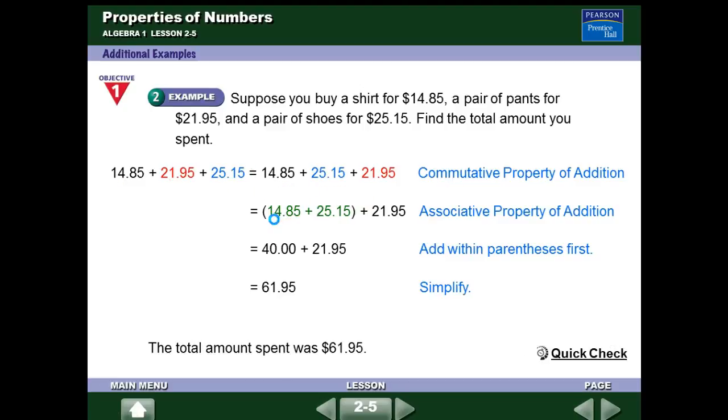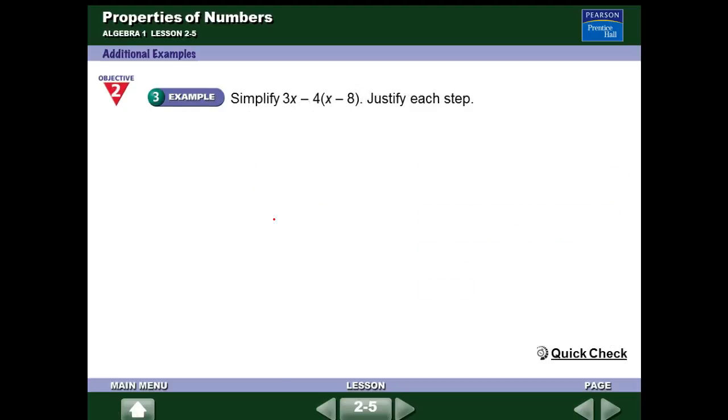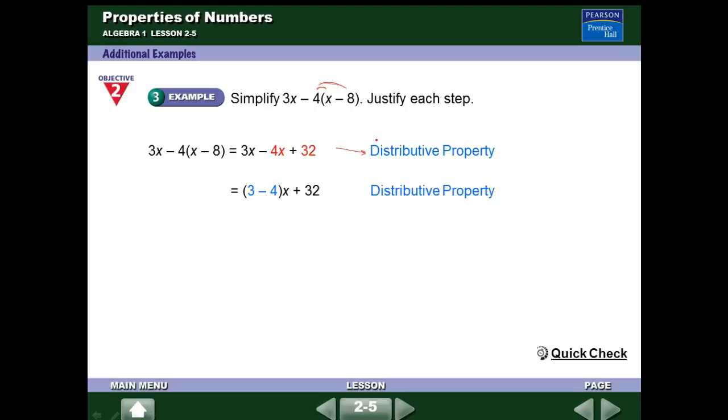The last example says simplify and justify each step. So what's going to happen first? The first thing I see is little rainbow, big rainbow. You can see here in red, little rainbow, big rainbow, which is considered the distributive property. That simplifying piece is the important piece today. Now, I see two x's, so what are you going to do? Well, I can pull out an x, which would be the distributive property again. Simplify or subtract what's on the inside, and you get a negative 1x plus 32.